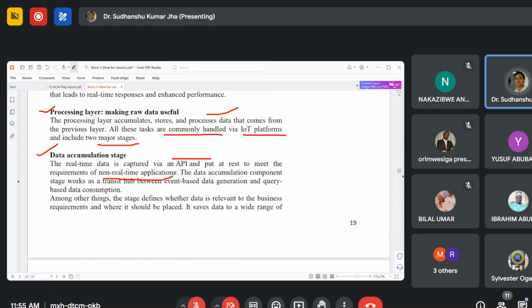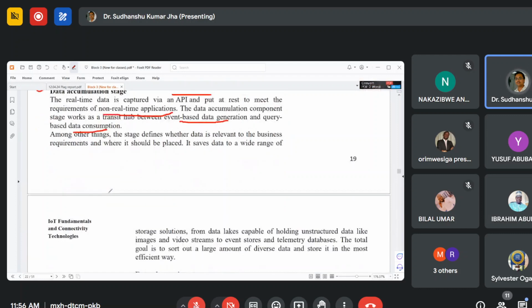It may be a real-time application or a non-real-time application, such as monitoring of data. A temperature sensor generates temperature data and it is sent to the central location, where it is stored. If there is a huge fluctuation in the temperature, that is an alarming situation. So the data accumulation stage receives and captures the data, and with the help of the API, we later analyze the data. Event-based data generation and query-based data consumption, etc., are part of the data accumulation stage.